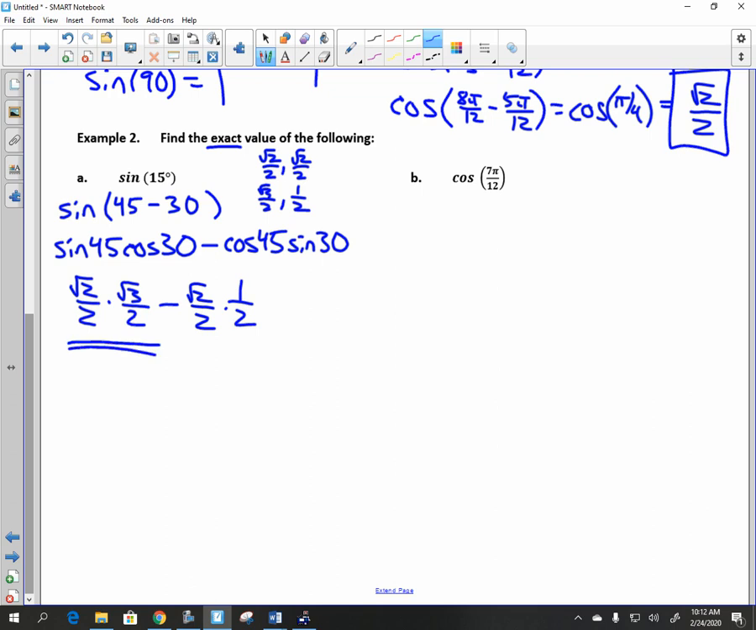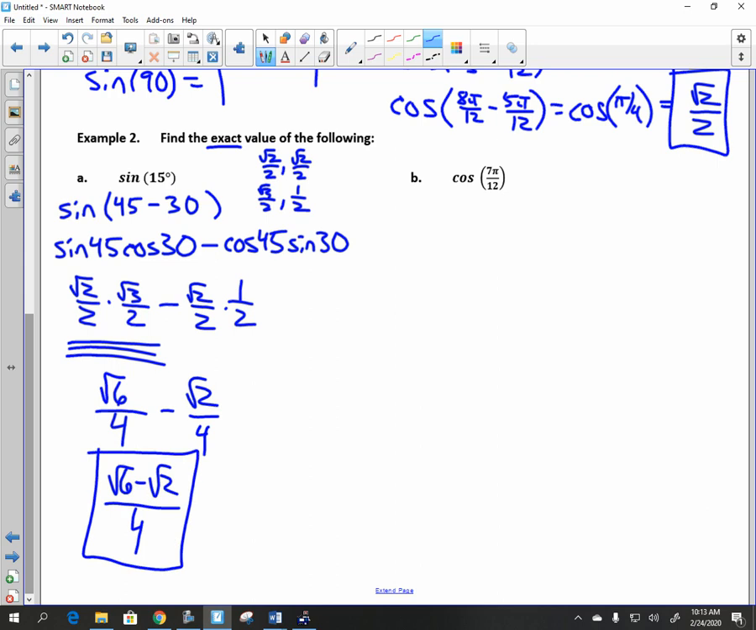Okay, as I multiply these together, what do I get? Over 4, very good, because you're multiplying, so we multiply the denominators, minus the root of 2 over 4. And you can see you get the root of 6 minus the root of 2, all over 4. That is the exact value, folks. It says exact. That's the exact radical value. Take out your calculator.